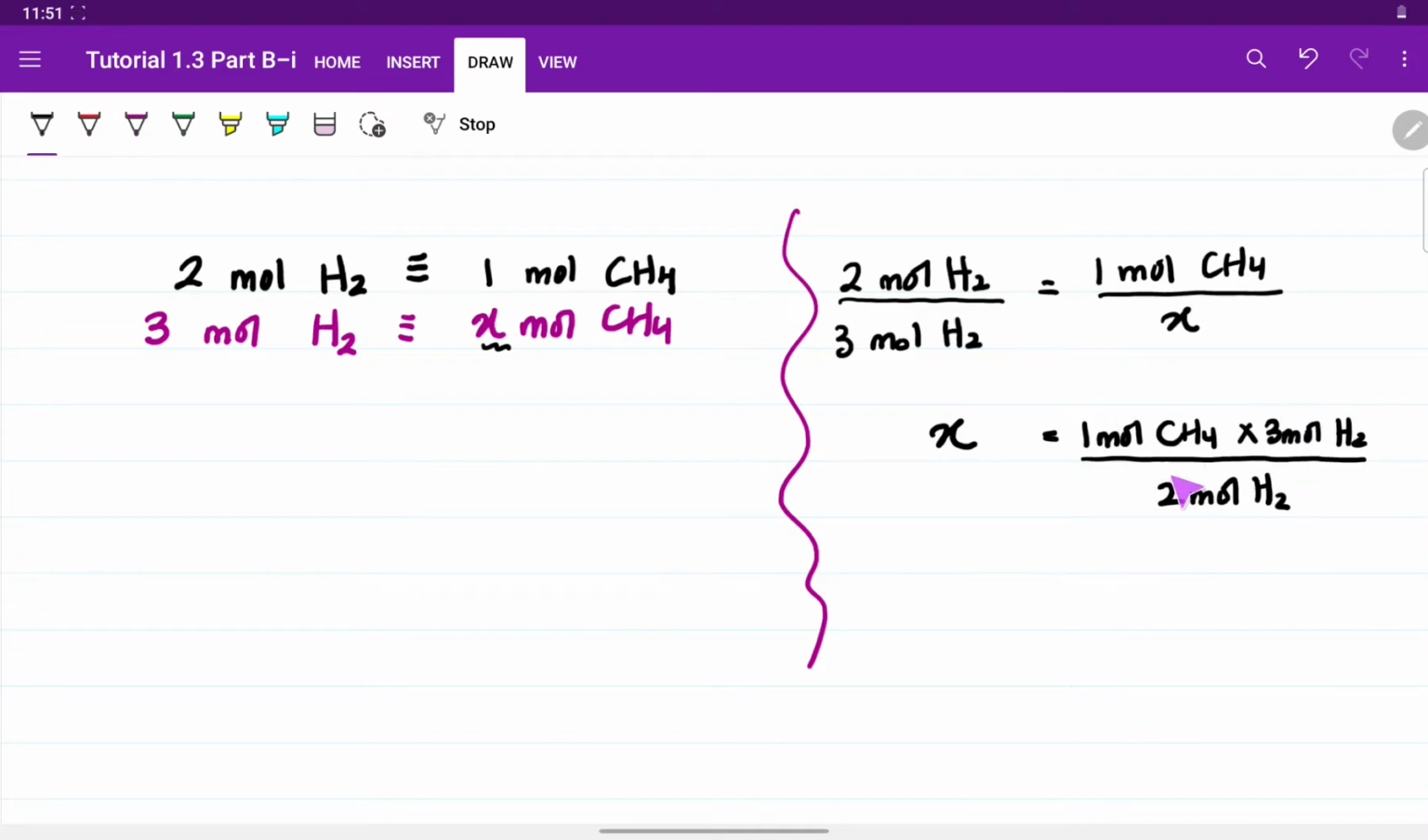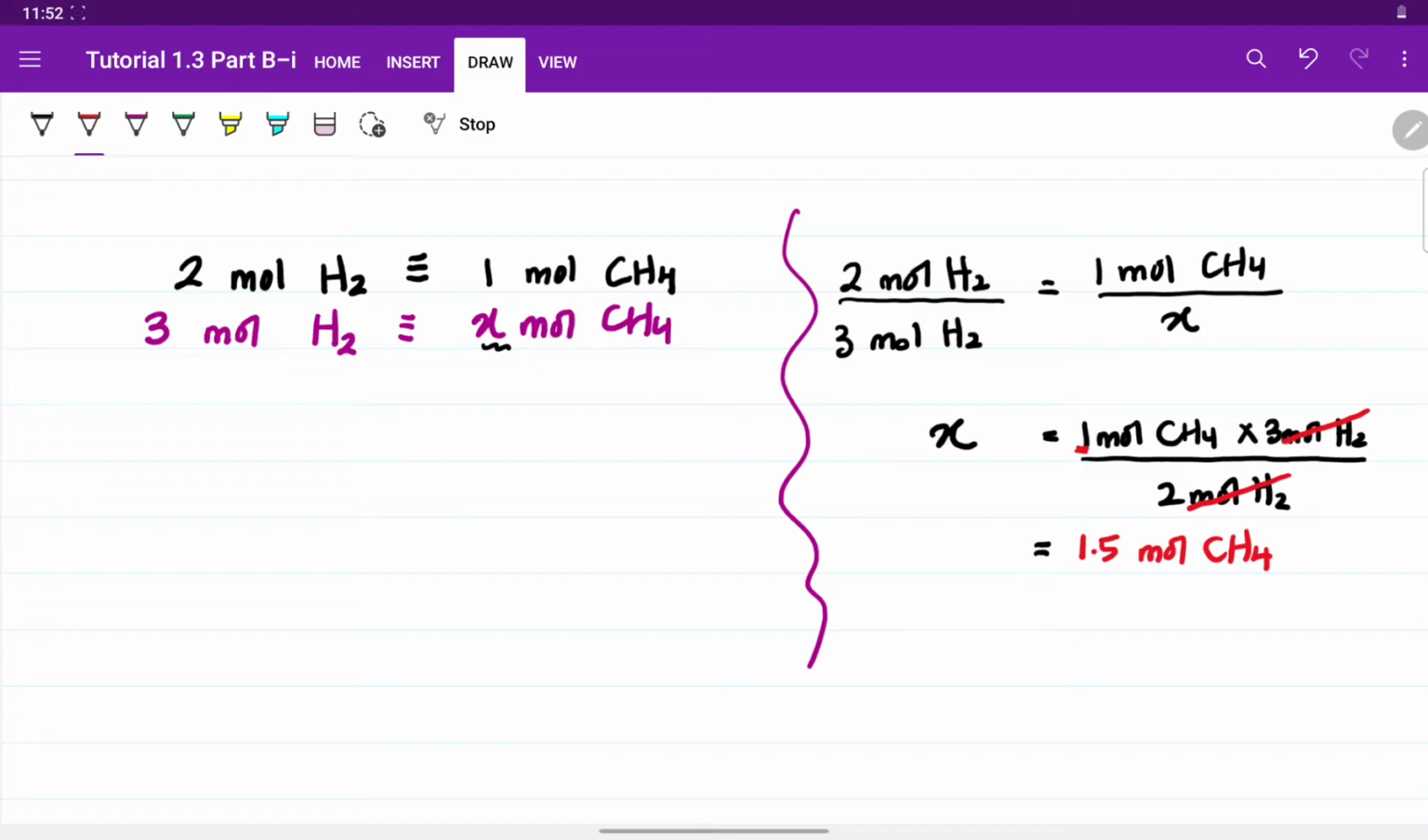Okay. So, saya rasa awak tak ada masalah nak susun dekat sini. Daripada sini, apa yang berlaku? Mole H2 cancel. So, apa yang tinggal? 1 mole CH4 darab 3 bahagi 2, which you will get as 1.5 mole of CH4. Okay, itu yang kita akan transfer dekat sini.